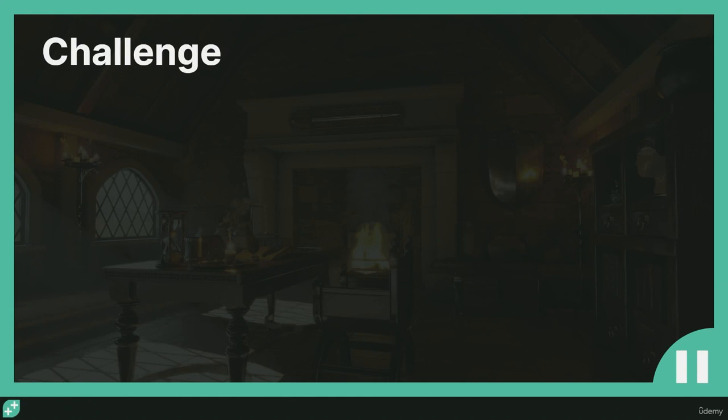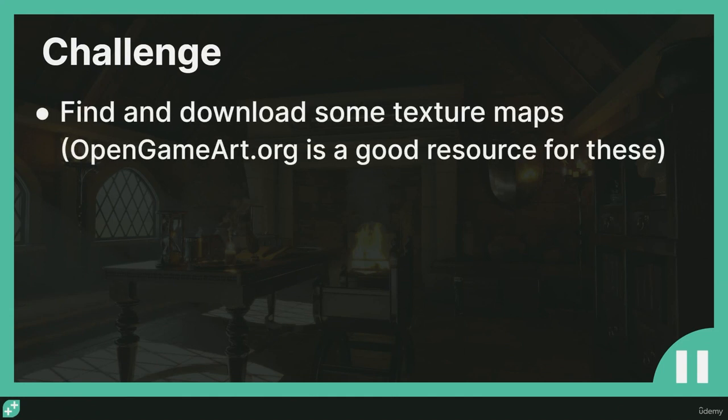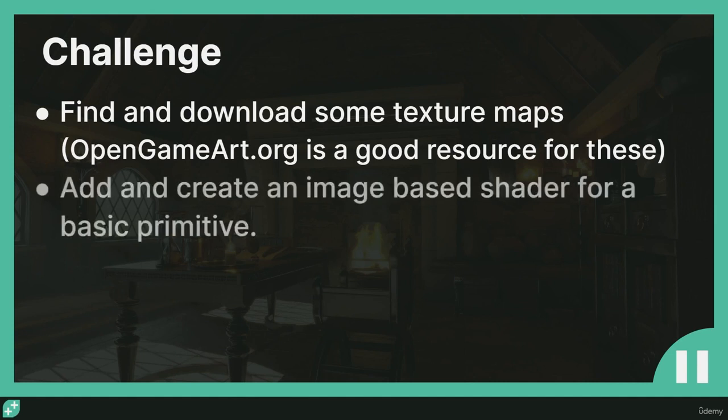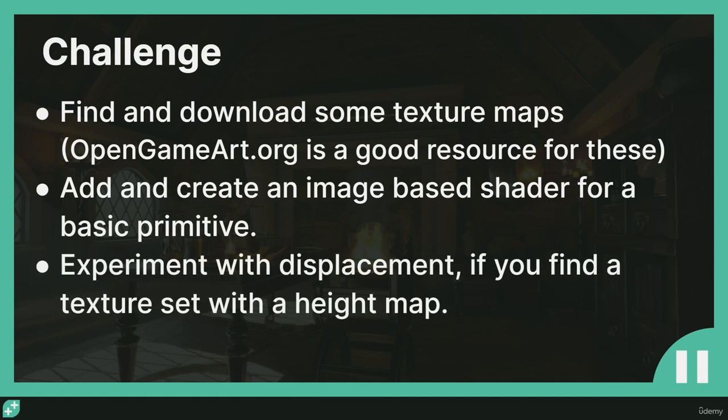Okay, so once again it's challenge time. Your challenge for this video is to find and download some texture maps. There are many resources out there, and a Google search will find you dozens and dozens of websites. I personally recommend opengameart.org. There's a lot of CC0 textures on there, and most of them are very suitable for your game project. Add and create an image-based shader for a basic primitive. Now you can use a plane, a sphere, a cube, anything that suits the kind of texture you're working on. If you can find an image texture set that has a height map, do some experiments with displacement.